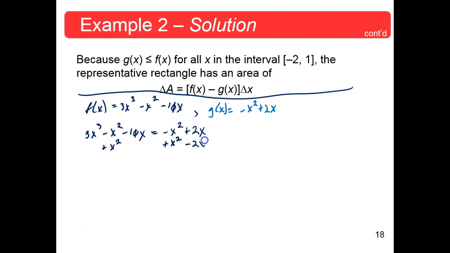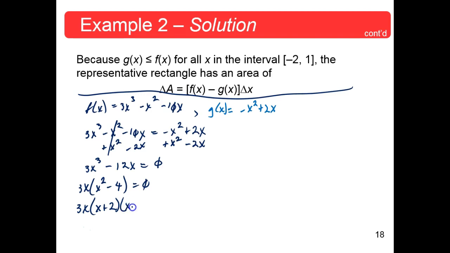And subtract 2x from both sides. And what does that give you on the left? 3x cubed minus 12x is equal to 0. And what would you suggest we do next? Factor. And what do you get? 3x times x squared minus 4. Are you through factoring? Why not? So 3x times x plus 2 times x minus 2. So the 3 points of intersection are what?